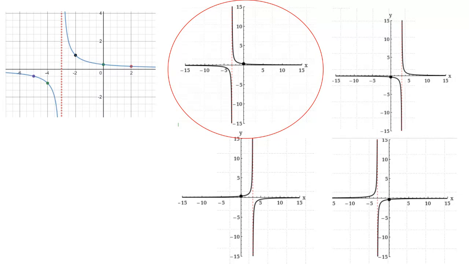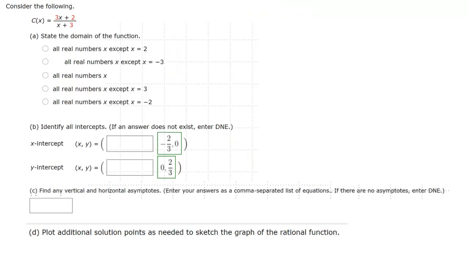Very good. All right, so again, this is what you see on the computer, and we went ahead and answered these. The first one was a multiple choice. The x-intercept they wanted you to write as ordered pairs, and to find the vertical asymptotes as a list. Yes. So this is a different example, so let's go ahead and do this one.